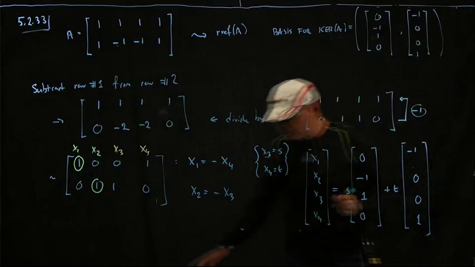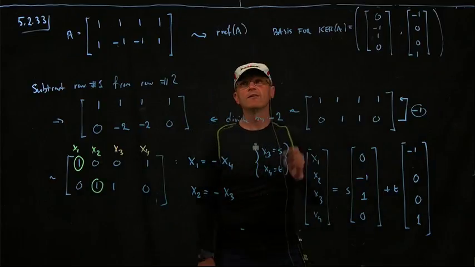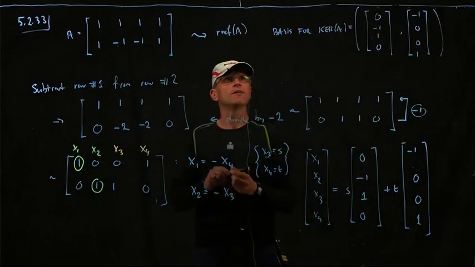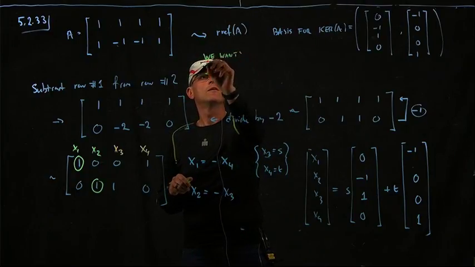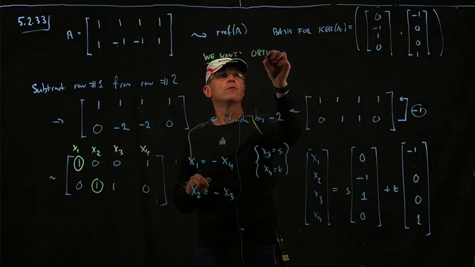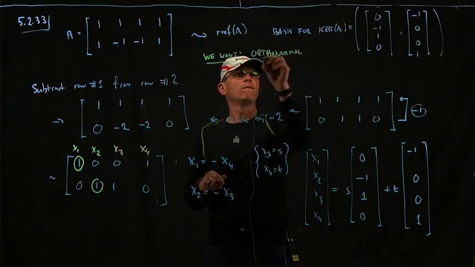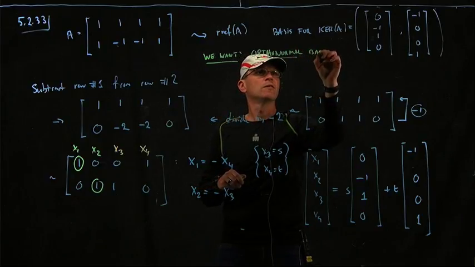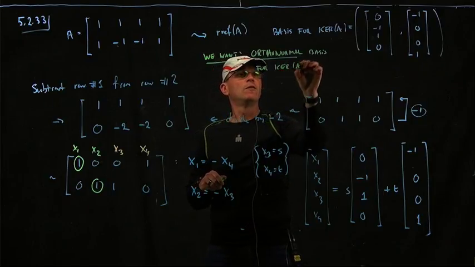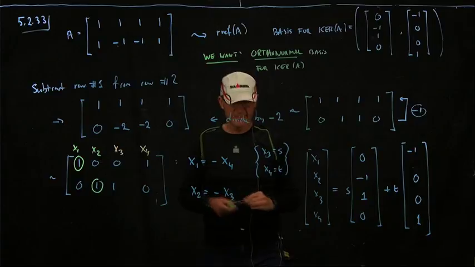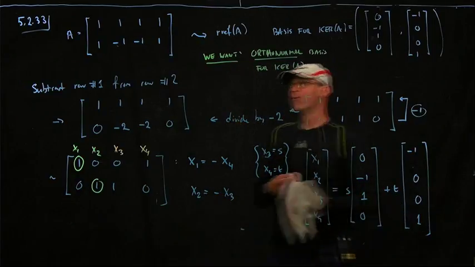All right, so we're partway there. Now, what we want, so let's have a little wish list here. We want an orthonormal basis for the kernel of A. All right, so we have a basis, but it's not orthonormal yet. So we have to make it orthonormal.